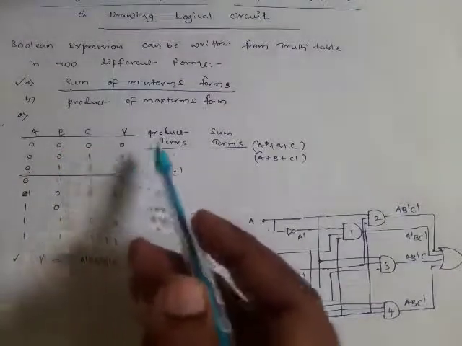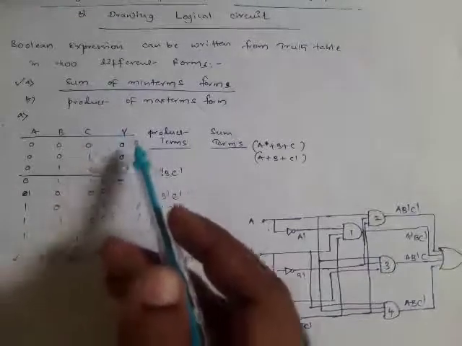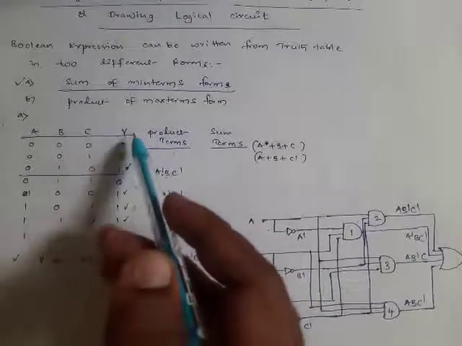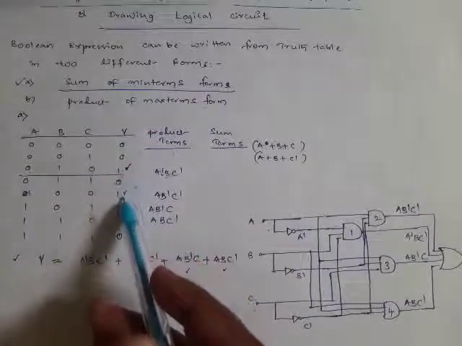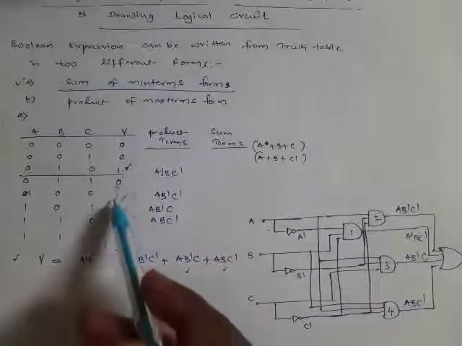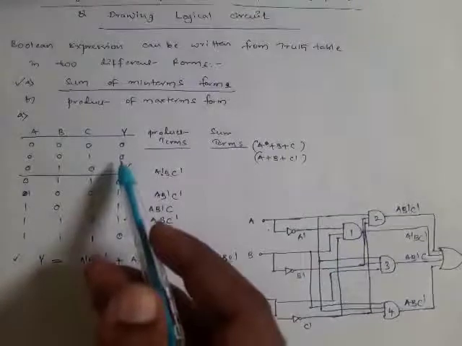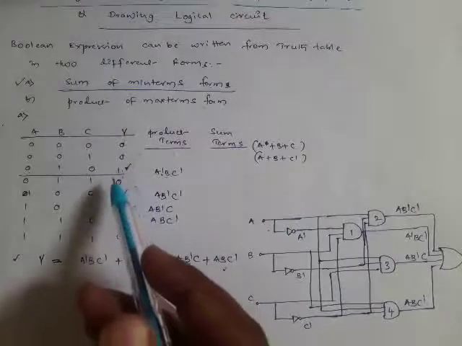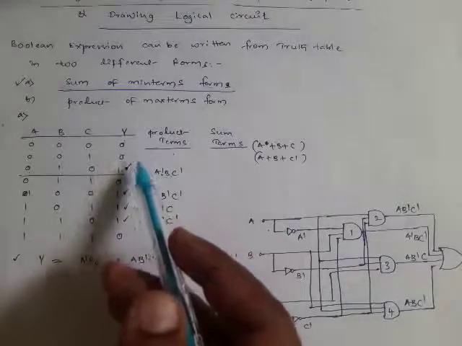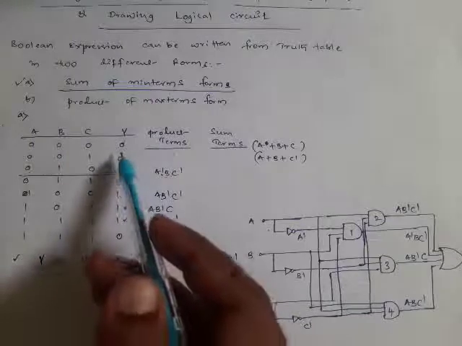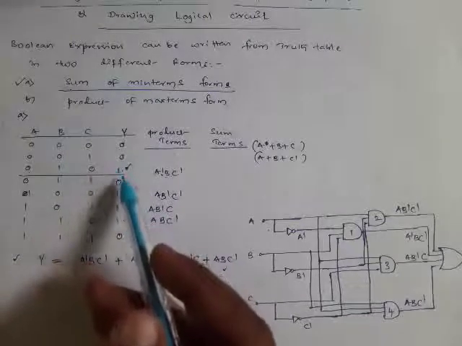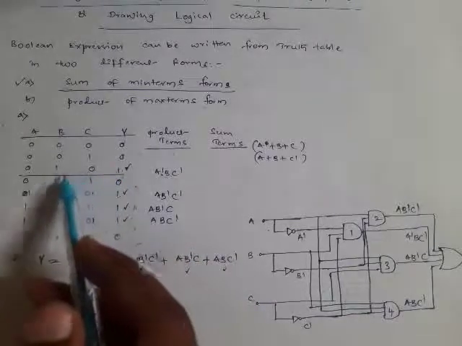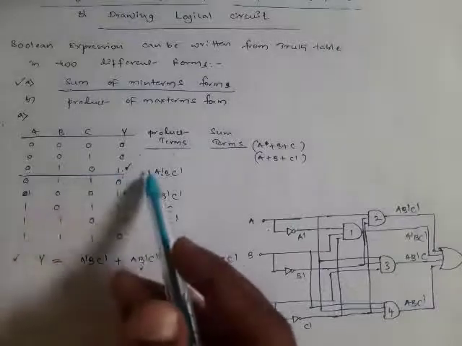To start writing the Boolean expression in sum of product terms form, you identify the input combinations for which the function equals 1. For some combinations of input the function equals 1, for the remaining combinations it becomes 0. So we'll leave out the combinations for which the function is equal to 0. We'll consider only the combinations of inputs for which the function is equal to 1. For those combinations of inputs we will start writing product terms.